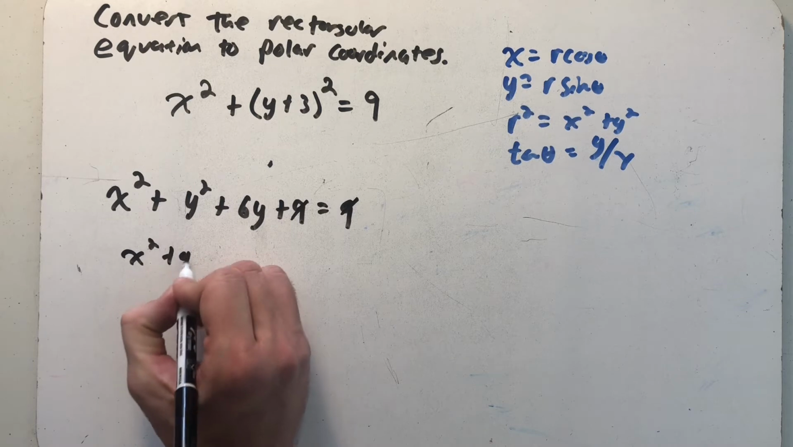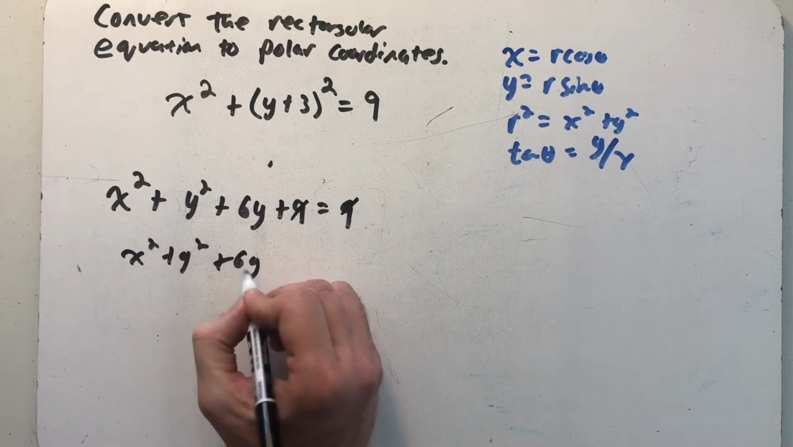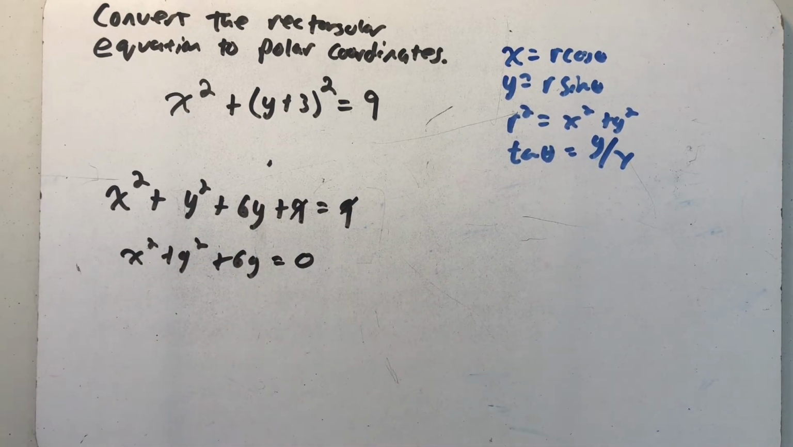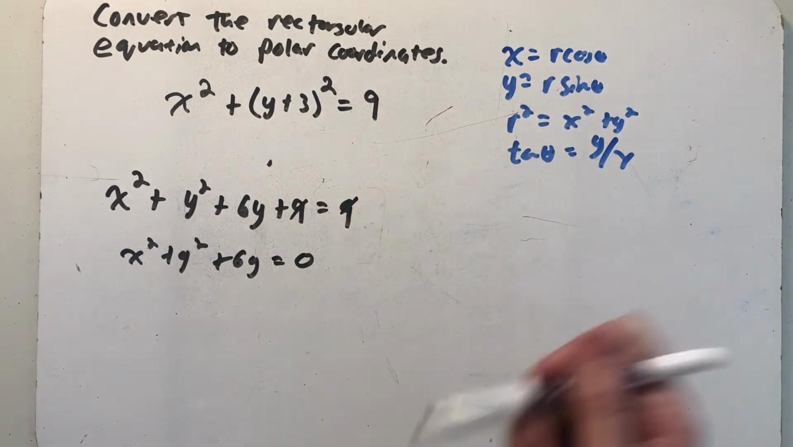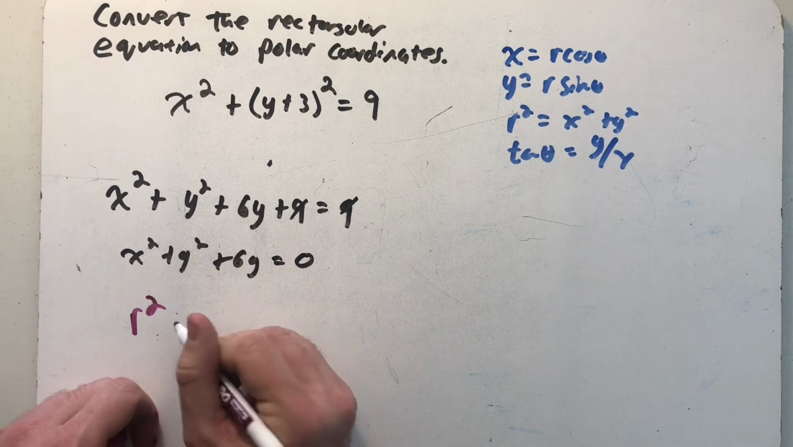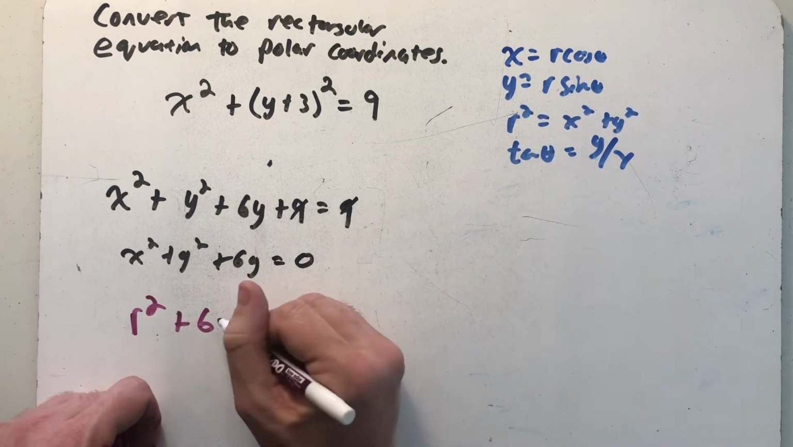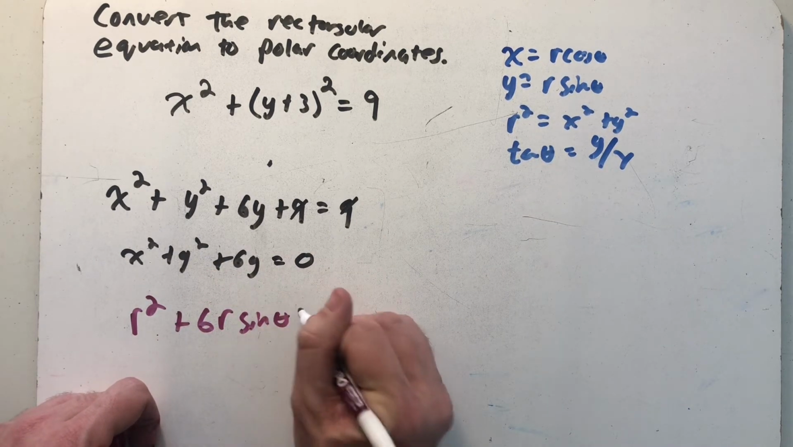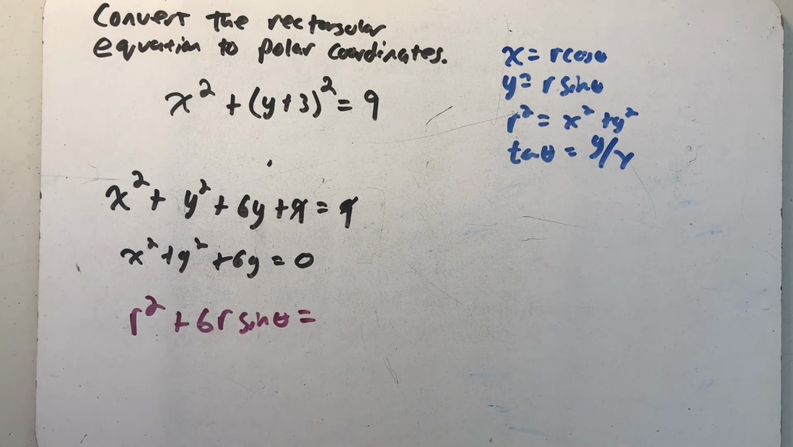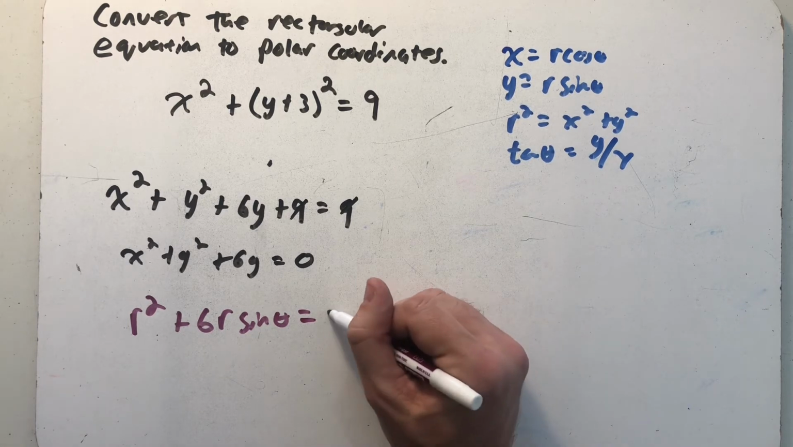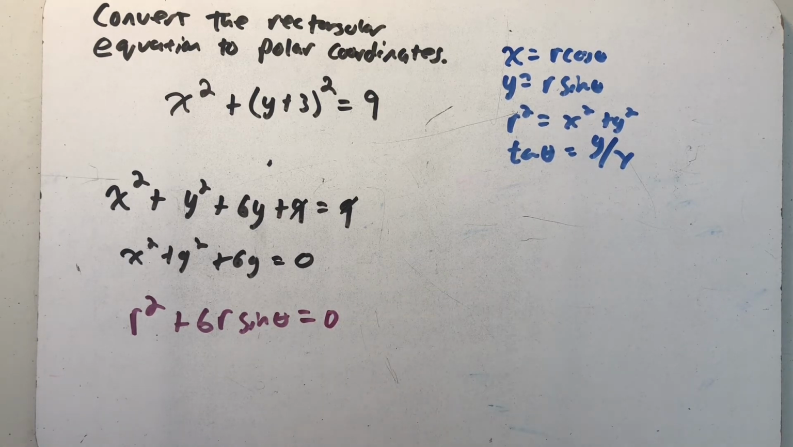I have x squared plus y squared plus 6y is equal to 0. All right, well, already things are a little bit better because I see an x squared plus a y squared, which I know goes to being an r squared. And then 6 times y, well, that's an r sine theta. And very technically, we've satisfied these instructions. We have converted from rectangular coordinates to polar coordinates. My equation is now in r's and thetas.